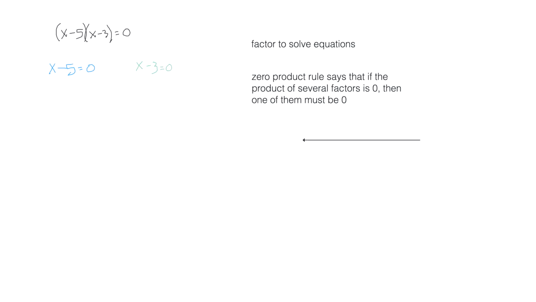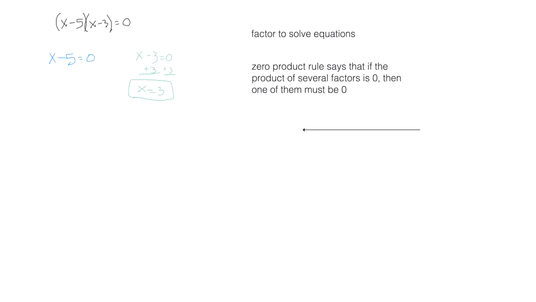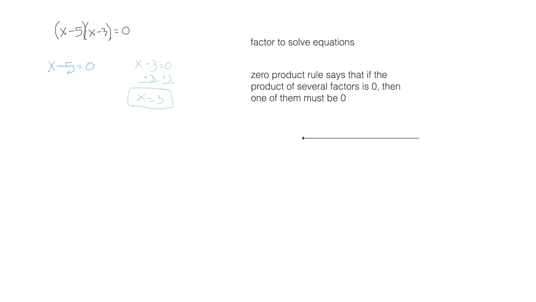So I still need to get x by itself. I move over the 3, and x equals 3. But I have two answers, and I'll show you how you know you have two answers. Because I have two factors, I have two sets of parentheses, and that's how I know I'll have two answers. x minus 5, I'll take the 5 to the other side, and x equals 5. So x equals 5 and x equals 3.